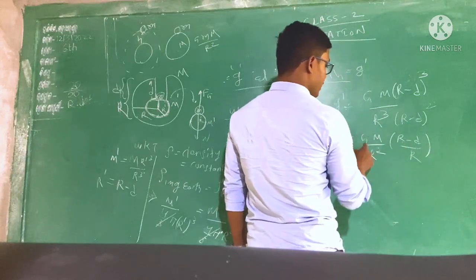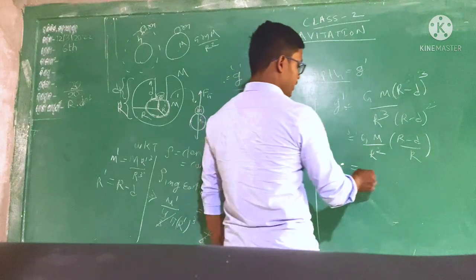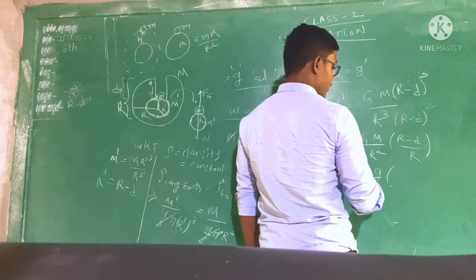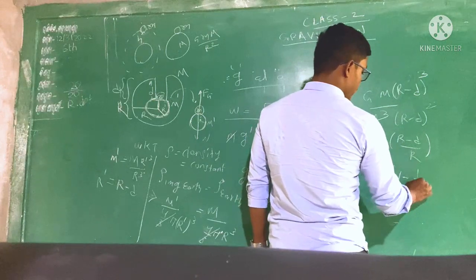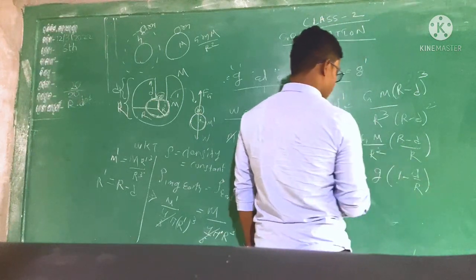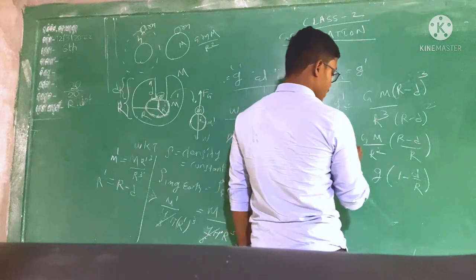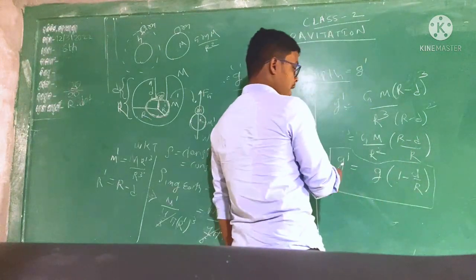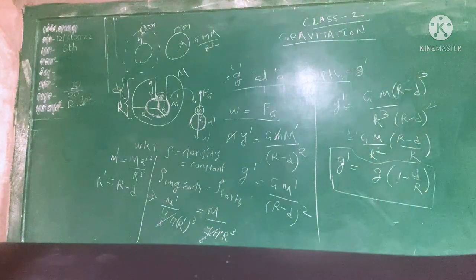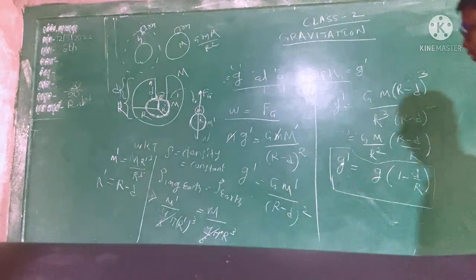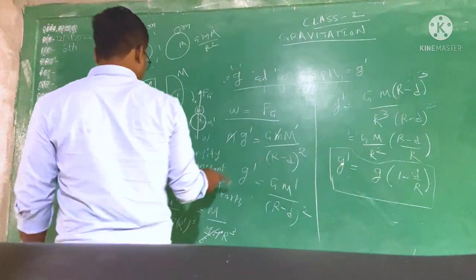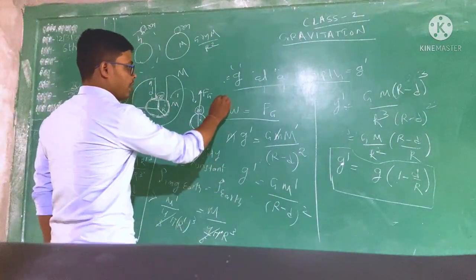So what is GM by R square? This is nothing but g. So g dash equal to g into 1 minus d by r. Okay, so this is the expression of the value of acceleration due to gravity at a depth. So finally we obtain the expression as g dash equal to g into (r minus d) by r. Okay, so this is the final equation.